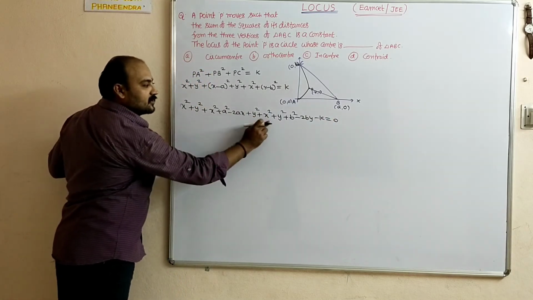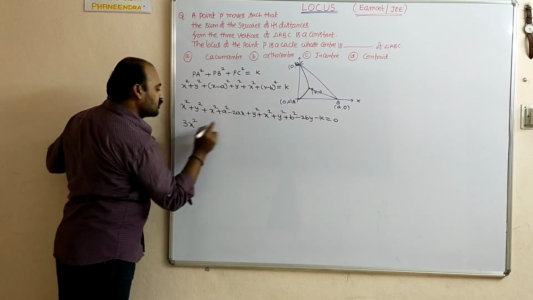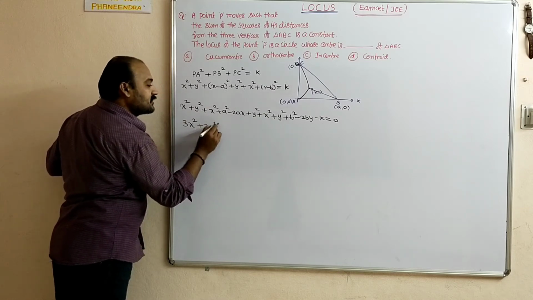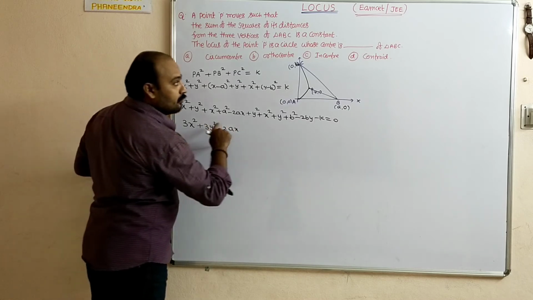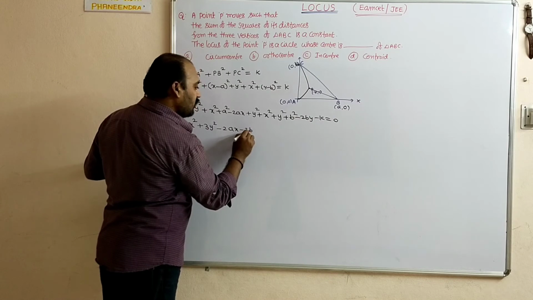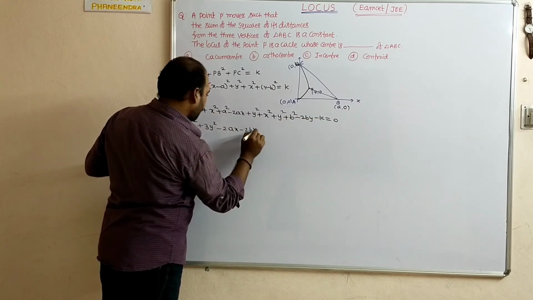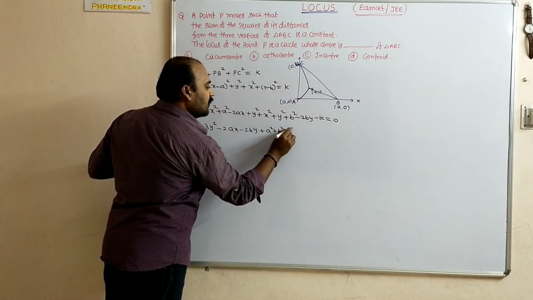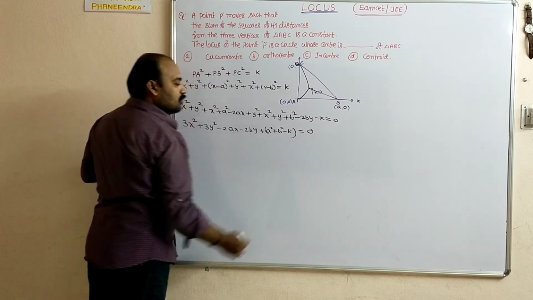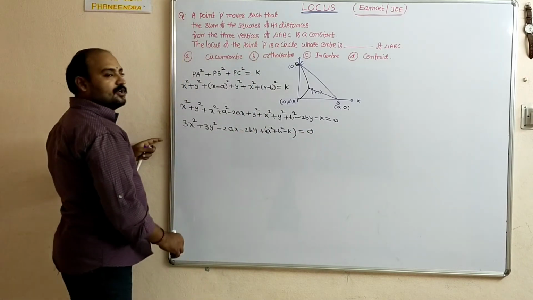x square plus x square plus x square, 3x square. Next, y square plus y square plus y square, 3y square. Next, x terms: minus 2ax. Next, minus 2by. Next, constants: a square plus b square minus k. So a square plus b square minus k equal to 0. It is a circle, it represents a circle equation.